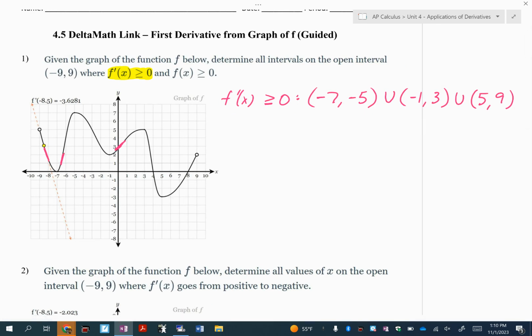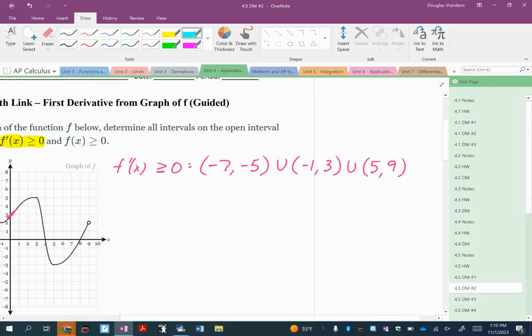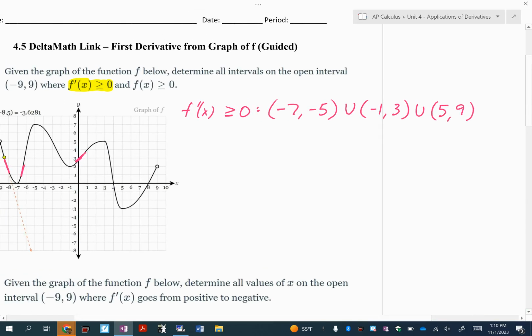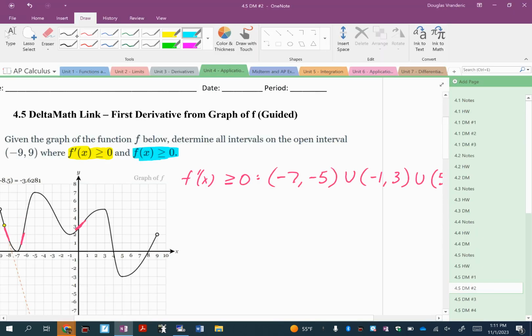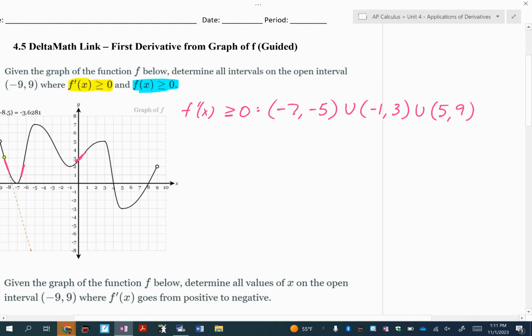We're getting there, okay? Remember, when I put these here, I try to do what I think are the hardest ones first, okay? Here's the next piece. It says, where is the original function, so f of x, greater than or equal to 0, or positive? So now I'm looking at a different one.